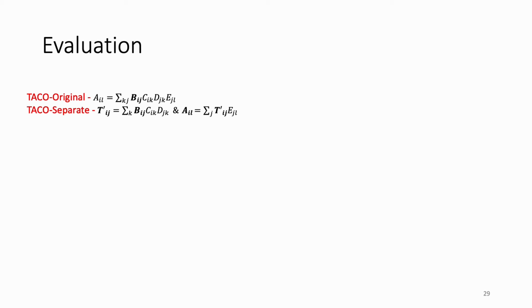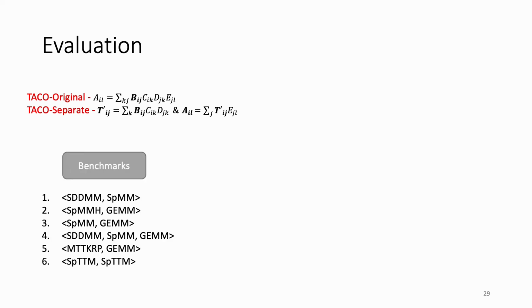And when there are multiple ways to break down the kernels, we evaluate all of them. We evaluate 6 benchmarks. The first one is sampled dense matrix multiplication followed by the sparse matrix multiplication. The second one is sparse matrix multiplication of the Hadamard product of 2 dense matrices followed by a matrix multiplication. Third, sparse matrix multiplication followed by a dense matrix multiplication.